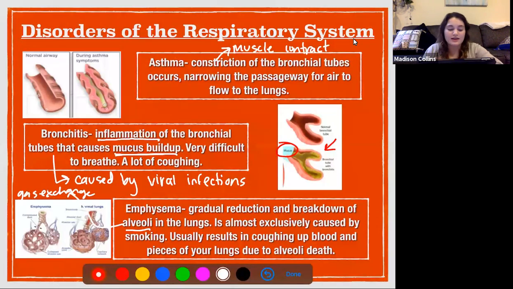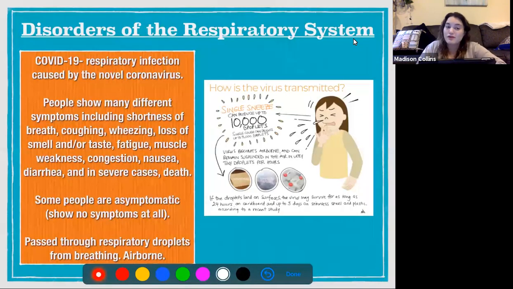Again, this makes it really, really difficult to breathe because the site of gas exchange starts disintegrating, which makes it really difficult for you to utilize those lungs to their full capacity. But the fourth disorder we need to know is something that you've probably heard of, and that is called COVID-19.